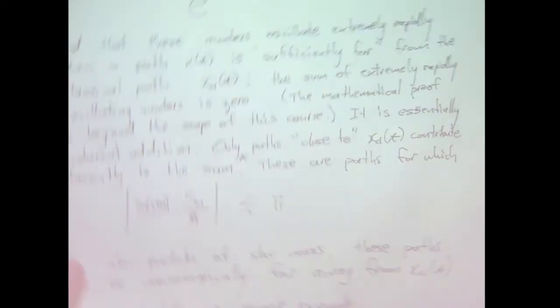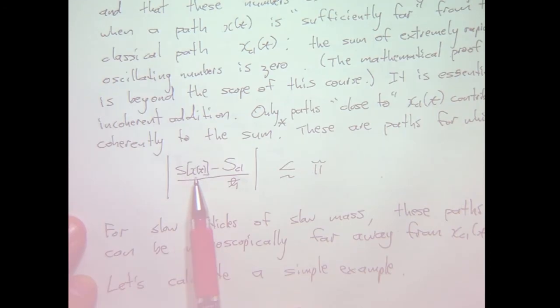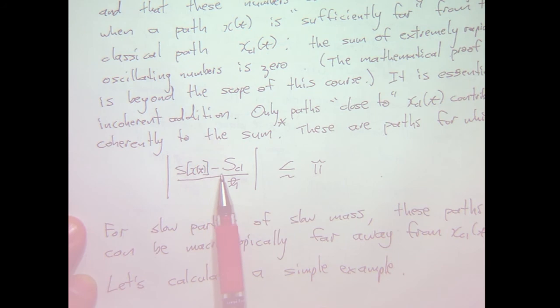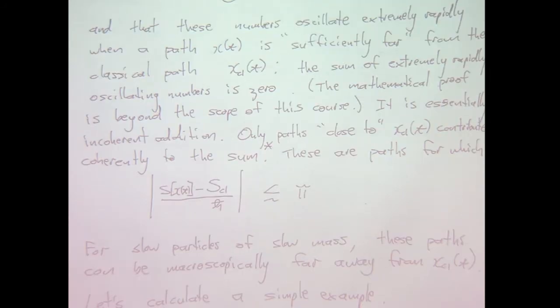In fact, the coherent addition condition is this here. Basically the action of the path that you're looking at minus the classical action, divided by h bar, the modulus of that has to be around about pi. As long as that's true, that tells you the range of coherent addition. Beyond that, you get incoherent addition that averages to zero. Is that quite clear? Yeah, good. Okay, that's how it works.